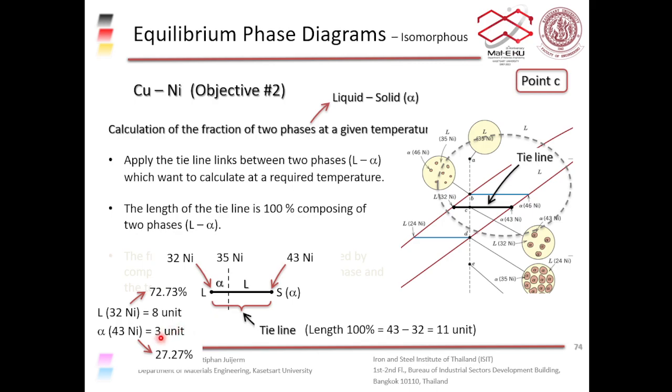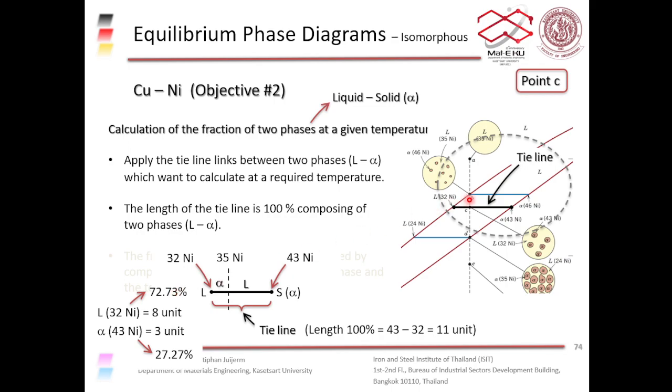And you can do the same thing with the length for the solid side. Right, so you have 3 units here, right? Divided by 11 times 100 gets you 27.7%. Or you can just calculate this number here by calculating the length of the liquid side and taking that out from 100. That will give you this as well, because the amount of the liquid phase and the amount of the solid phase must combine to make 100%, right?